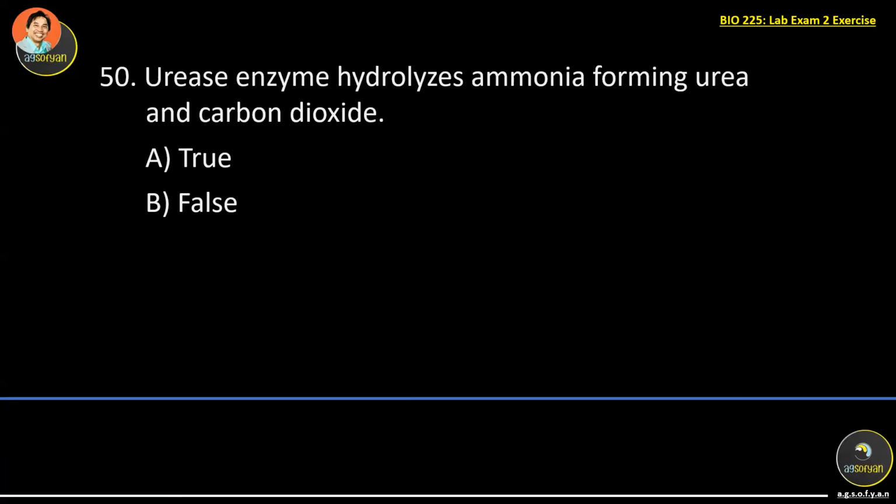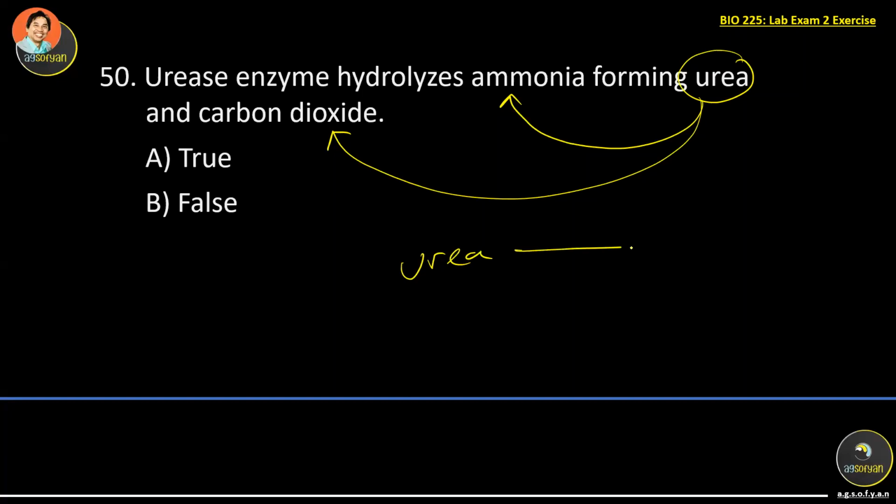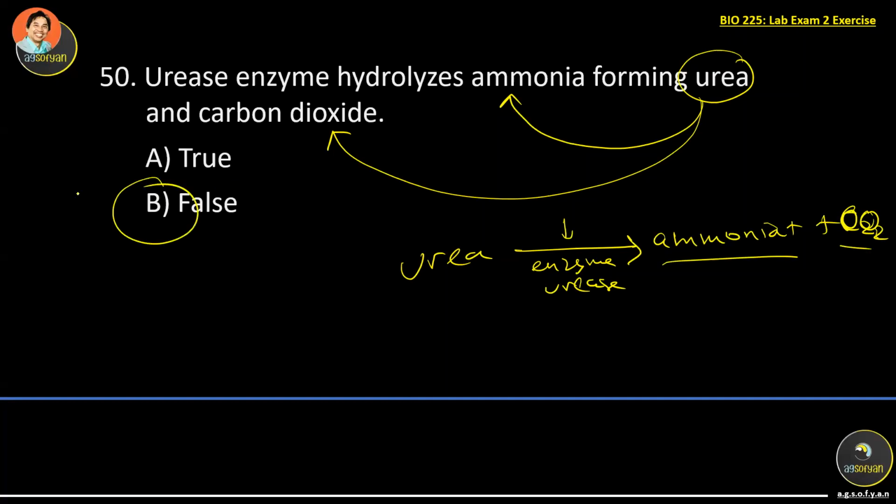Urease enzyme hydrolyzes ammonia, forming urea and carbon dioxide. Is it true or false? I just mentioned before. Okay, it is urea, and then it produces ammonia plus carbon dioxide gas. So urea with the enzyme, which is urease, will produce ammonia plus carbon dioxide. Okay, so this is opposite. So this is false.